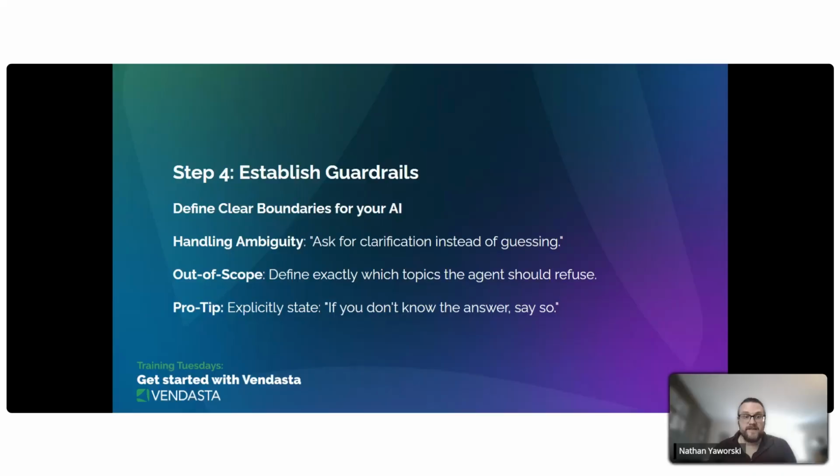And then a nice pro tip here is to explicitly state: if you don't know the answer, just say so. Don't make something up. We all know AI, if left to its own devices completely, does tend to hallucinate and come up with data or answers with no backing. That's why it's so important to specifically say, if you don't know the answer, just say so. It builds a lot more trust than an AI that makes stuff up.